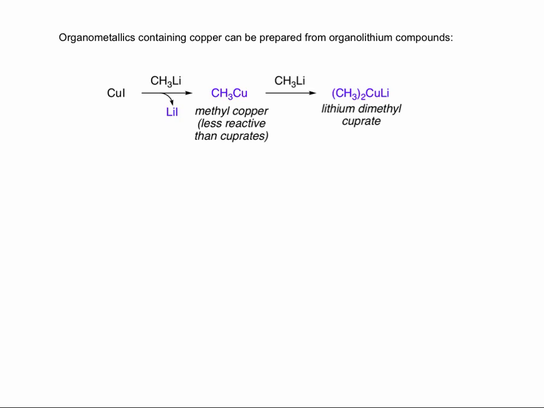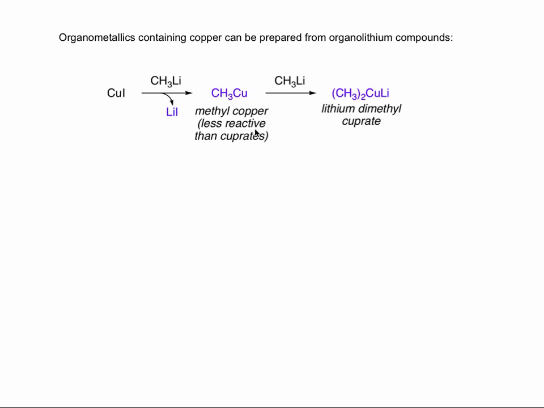So let's now have a look at how you'd make an organocopper and a cuprate, and classically you can make them from organolithium compounds. So if we take copper(I) iodide with this organolithium, we can then make, in this case, methyl copper, and then if we add that to methyl lithium, we could make lithium dimethyl cuprate.